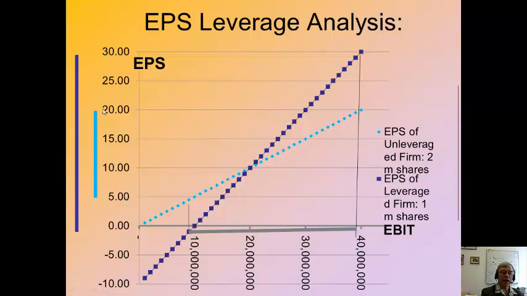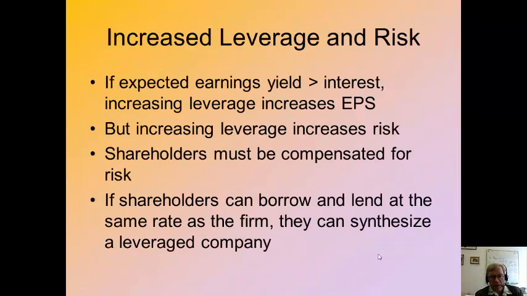The volatility of the earnings per share of the unleveraged firm, here the light blue line, is less than the volatility of the earnings per share of the leveraged firm, here the purple line. So another way of expressing the effect of leverage is that leverage increases expected earnings per share, but it also increases the expected volatility of earnings per share. So we have a trade-off here.